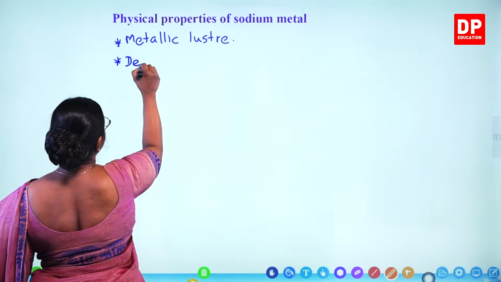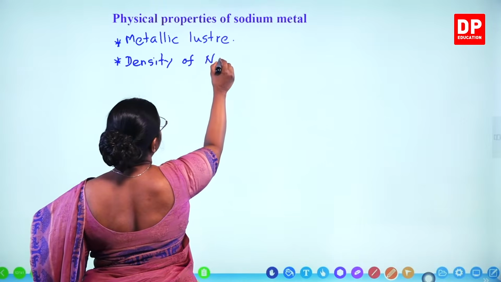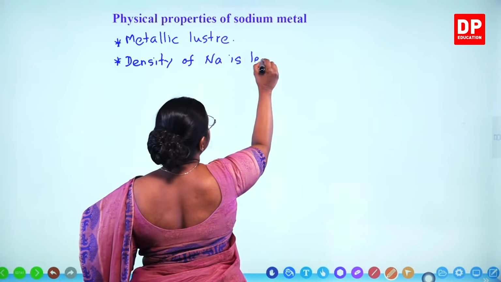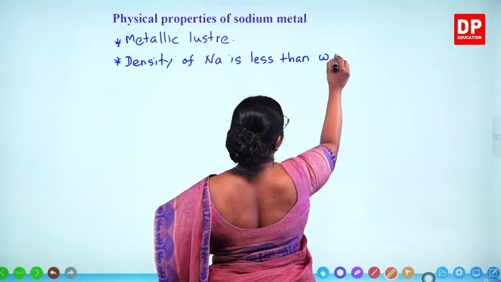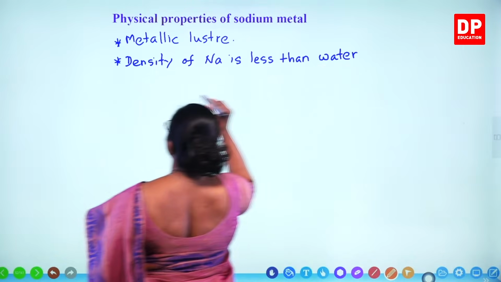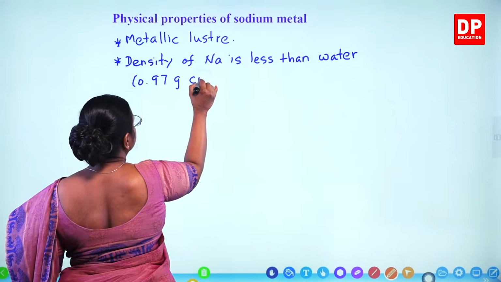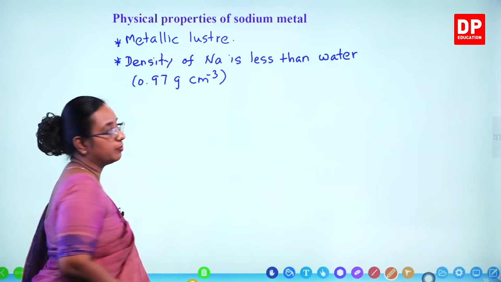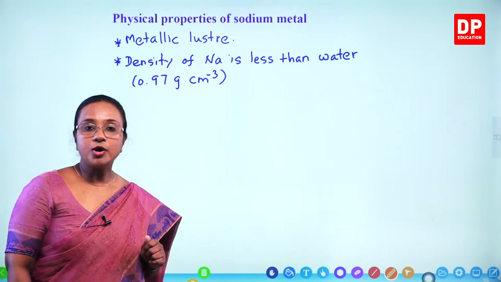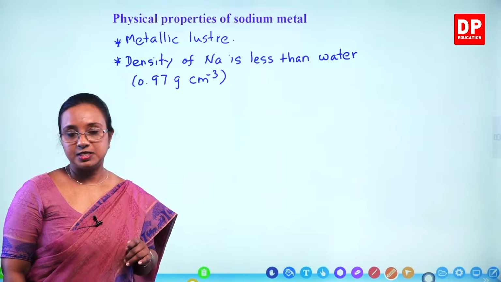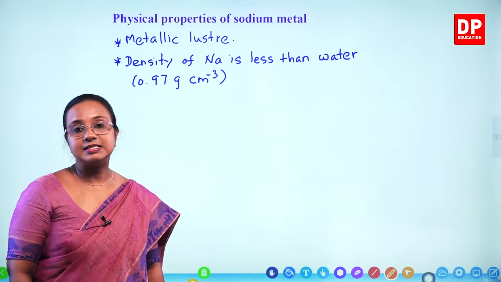So, density of sodium is less than water. It has a value of 0.97 gram per centimeter cube. That is the density of sodium. Density of water is 1 gram per centimeter cube. So, from that you can see sodium is less dense than water.